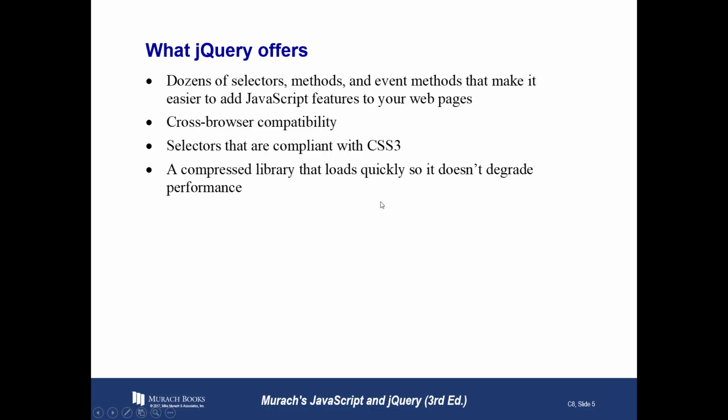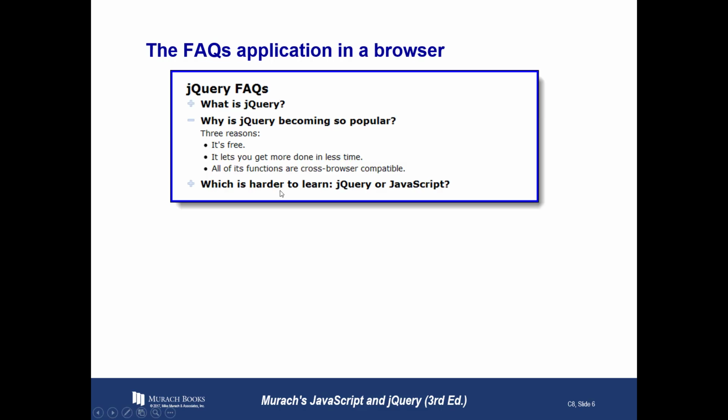What does jQuery offer? It offers the ability for you to do more with less. In other words, you can write less code yet achieve more. As mentioned here, there are dozens of selectors, methods, etc. that you can use. It's built to be cross-browser compatible from the get-go. It's CSS3, which is the latest version of Cascading Style Sheets, compliant, and it's a compressed library that loads quickly.